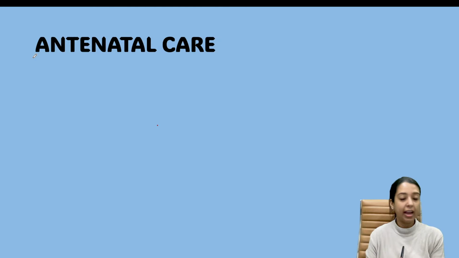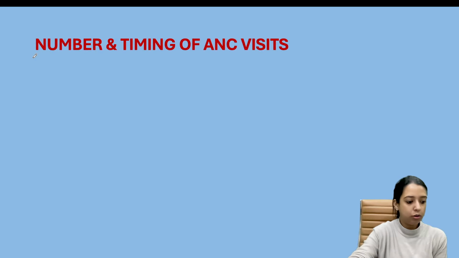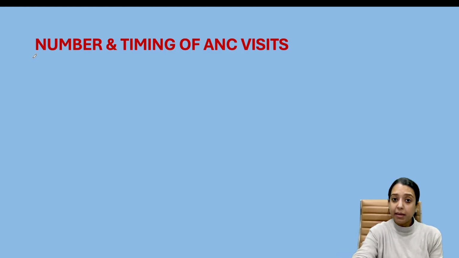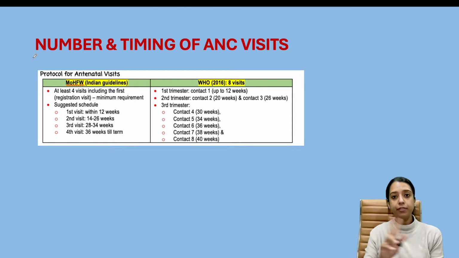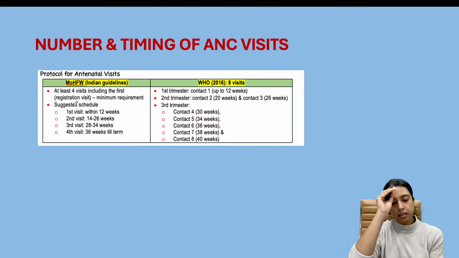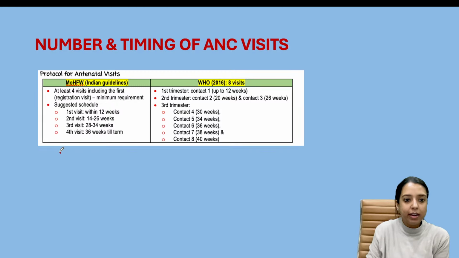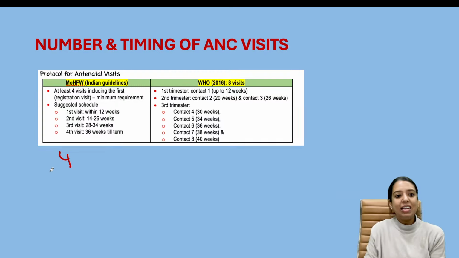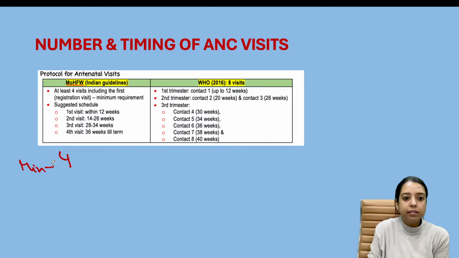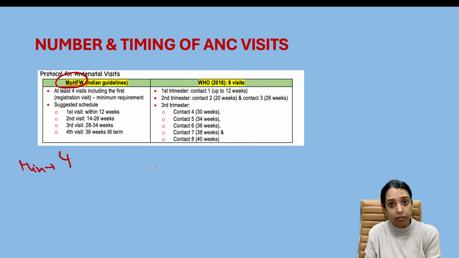Now we come to antenatal care. Quickly we'll do. Good job. Number 1, timing of ANC visits. So there are 2 different guidelines. Our guidelines are very liberal. They say the minimum number of antenatal visits, that at least this many must be done. Minimum are 4, because we know in India people don't even do 4. So the minimum number of antenatal visits according to our Ministry of Health and Family Welfare is 4 visits.